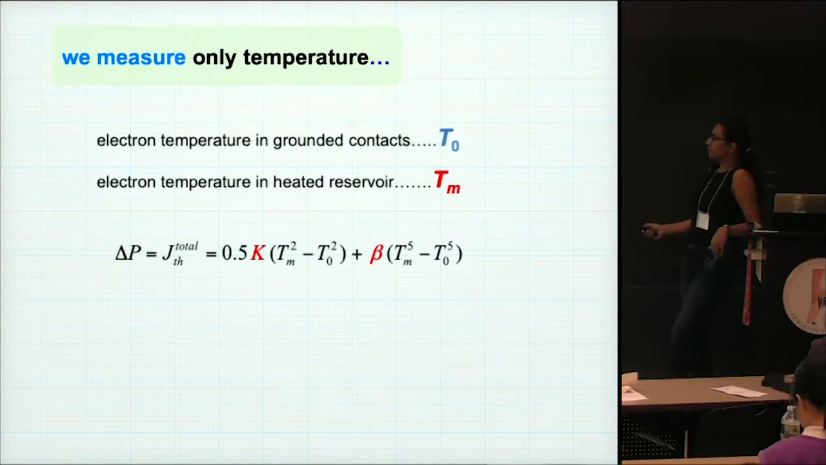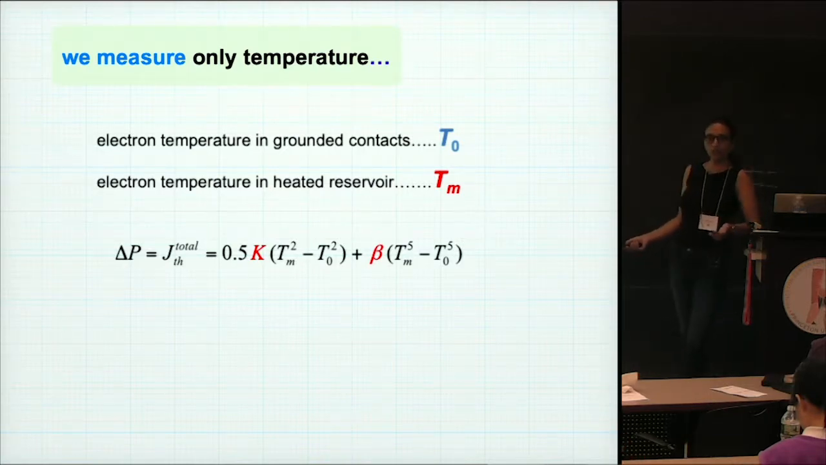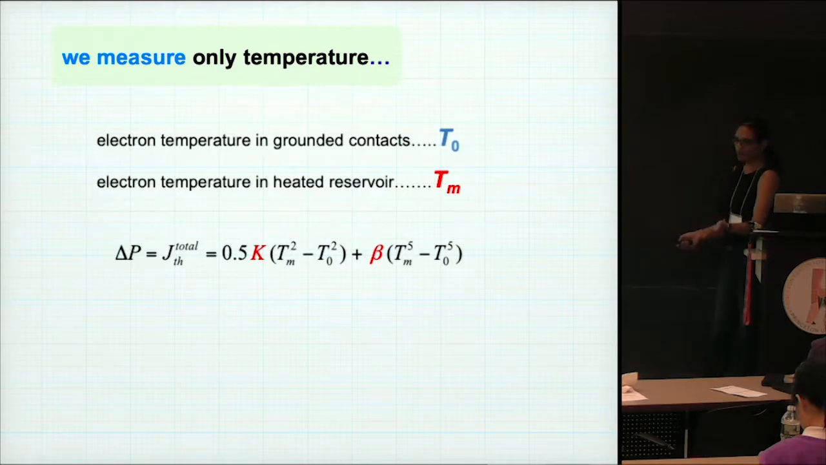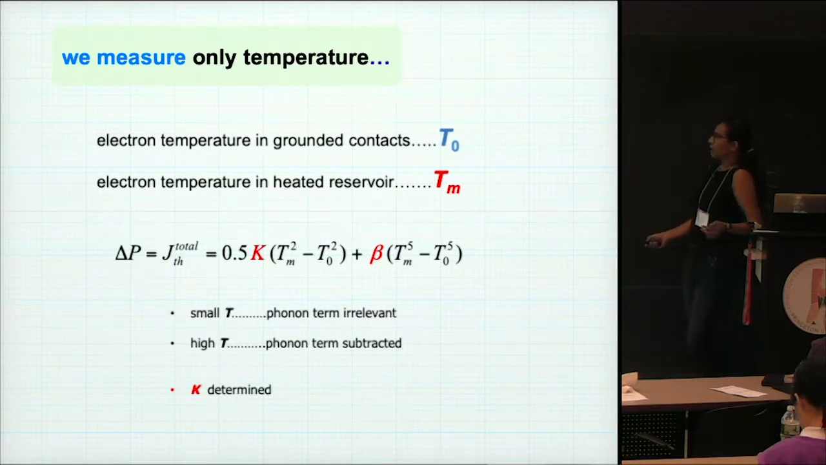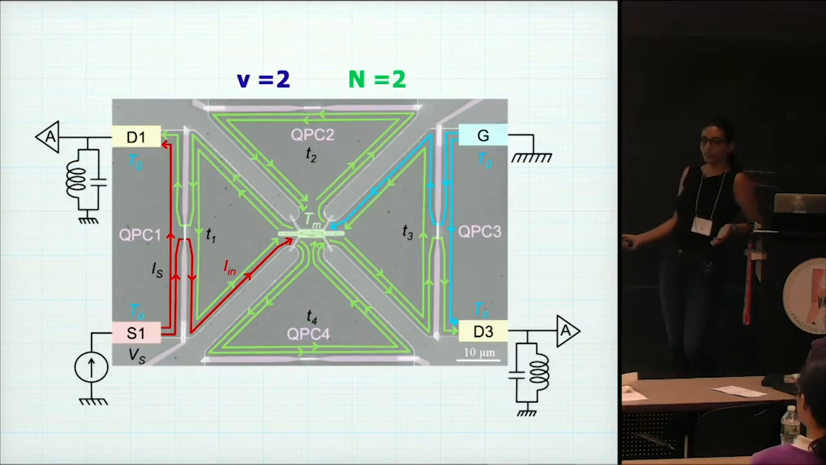Technically, we can get rid of beta, as I will tell you soon. But eventually, we want to really extract what K is. By measuring Tm and T0 and knowing delta P, we are only left with one parameter. So we have to do a good job by measuring and knowing what we know about the system. For small temperature, you can all guess that we can think of this term as not existing and only this one remaining, and that will be a good approximation.